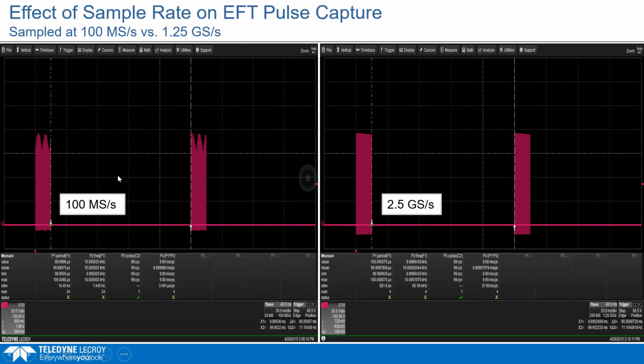And taking a look at another one, I set up a comparison at 100 megasamples per second, so it'd be exactly 10,000 times oversampled. And we can see the amplitude modulation of the EFT burst, whereas at 2.5 gigasamples per second, then it's leveled out.